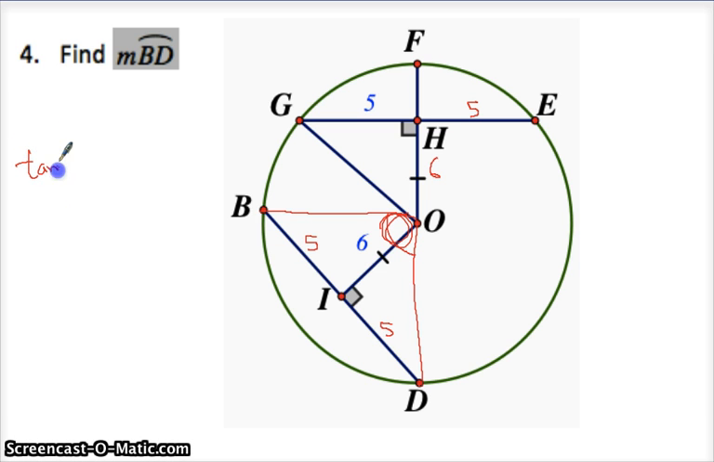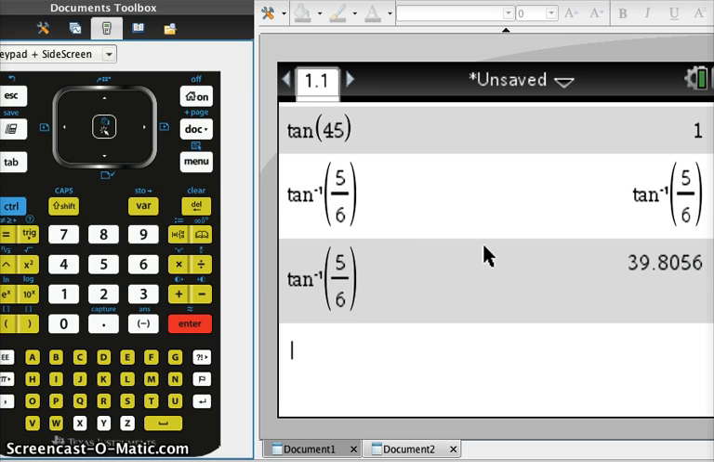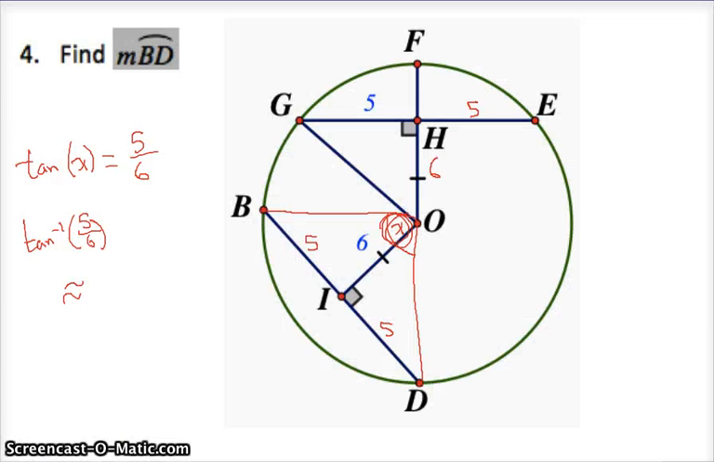So I can use what I know about trig. I can say the tangent of, well, I'm going to call this x, this little angle right here. The tangent of x degrees is opposite over adjacent. Calculator time, because what I need to do is find the inverse tangent of 5/6. Remember that? And that is 39.81 degrees. I'll put that back on here. Okay. And that's it.